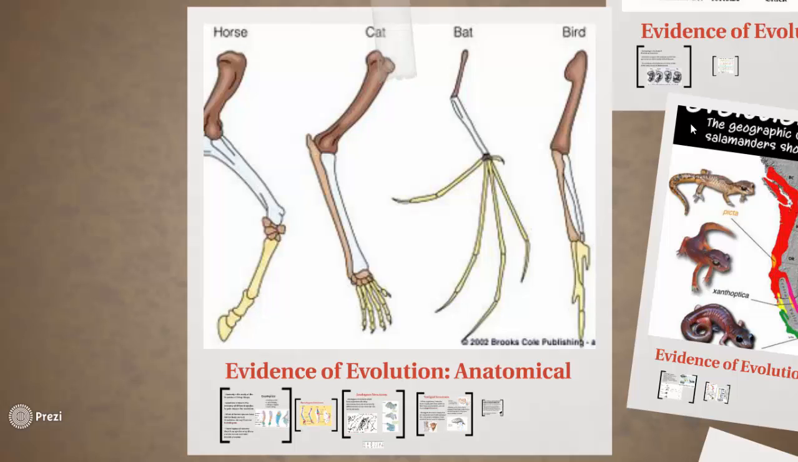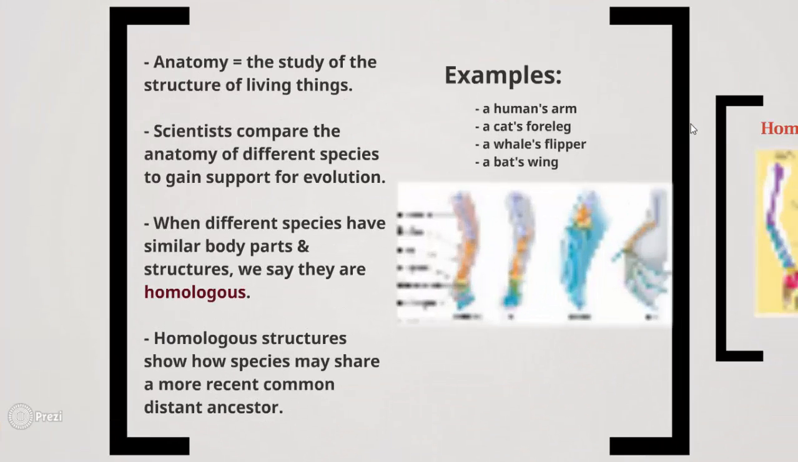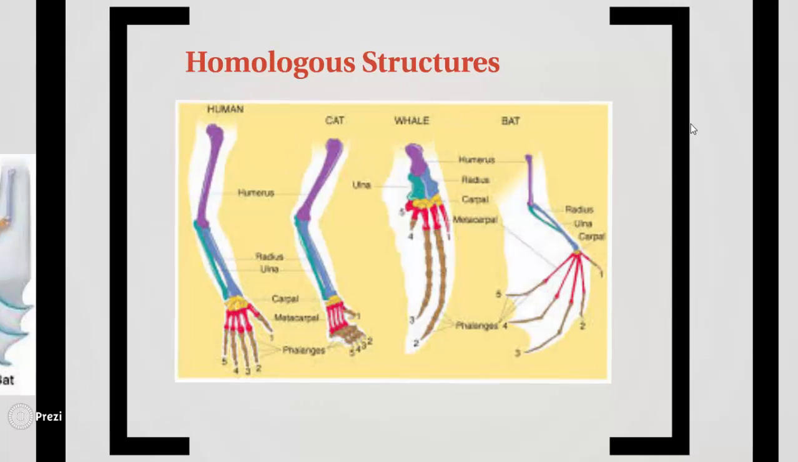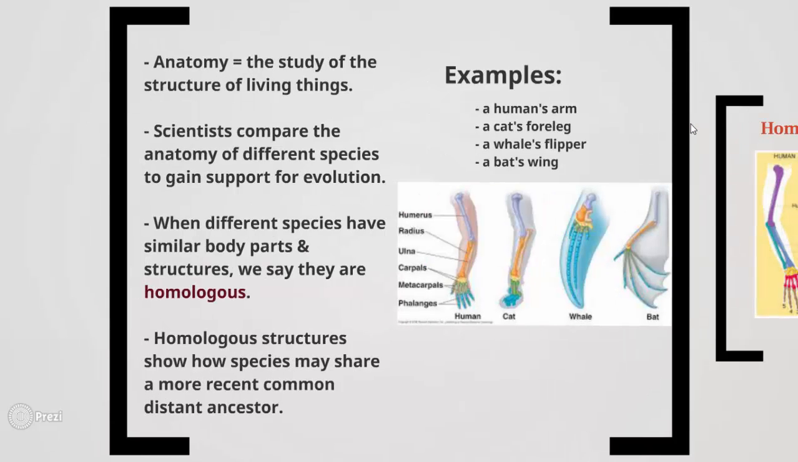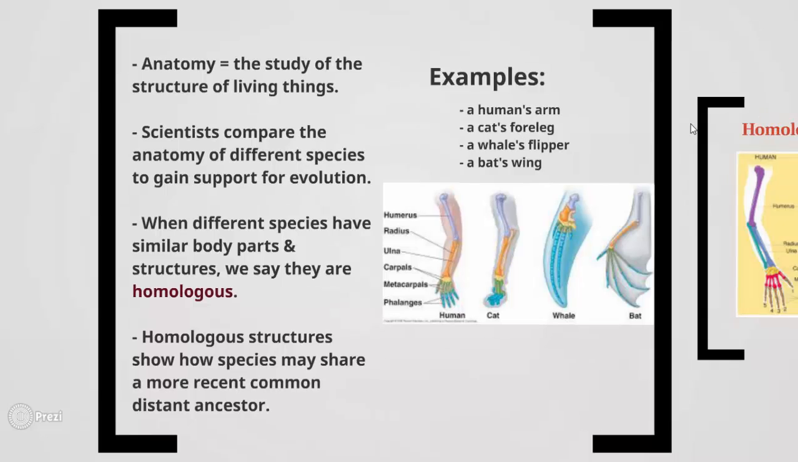So there's anatomical evidence, anatomy. Our bone structures kind of look the same, and it's pretty weird. And by weird, I mean awesome and interesting. We have a human's arm, a cat's foreleg, a whale's flipper, and a bat wing. It all looks very similar. They are homologous structures. Let's get back to the definition there: when different species have similar body parts and structures, we say they are homologous.